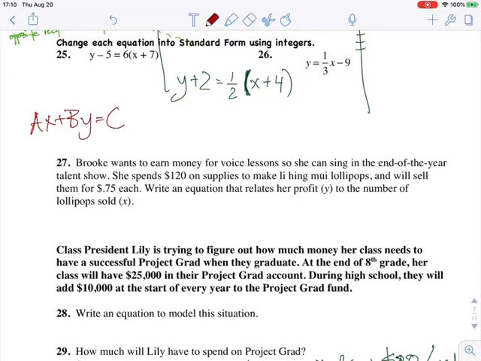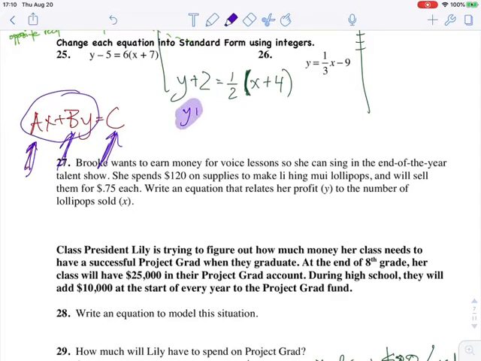Kumu Wen, Kumu Mike. I know Kumu Mike likes to emphasize that he loves to have the A positive. That's just a preference, okay? Nowhere does it say in standard form that the A has to be positive. The A can be positive or negative. The B can be positive or negative. The C can be positive or negative. It just doesn't matter. Just make sure that the x's and y's are on the same side of the equation.